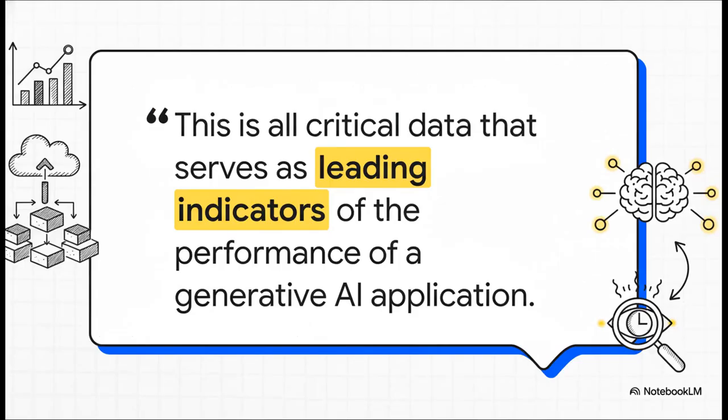And hey, don't just take my word for it. As the folks over at the AWS Builder Center put it, this is all critical data that serves as leading indicators of the performance of a generative AI application. It's not just data, it's a signal pointing you in the right direction.